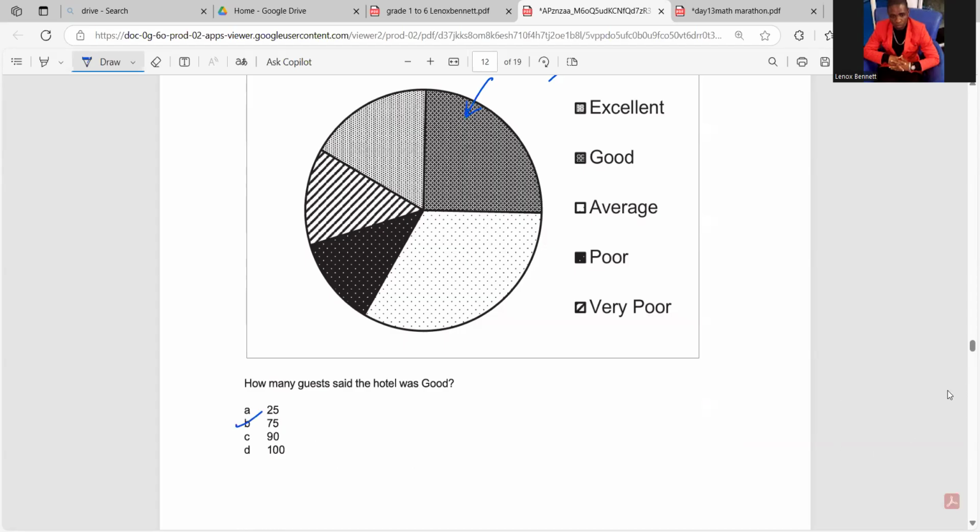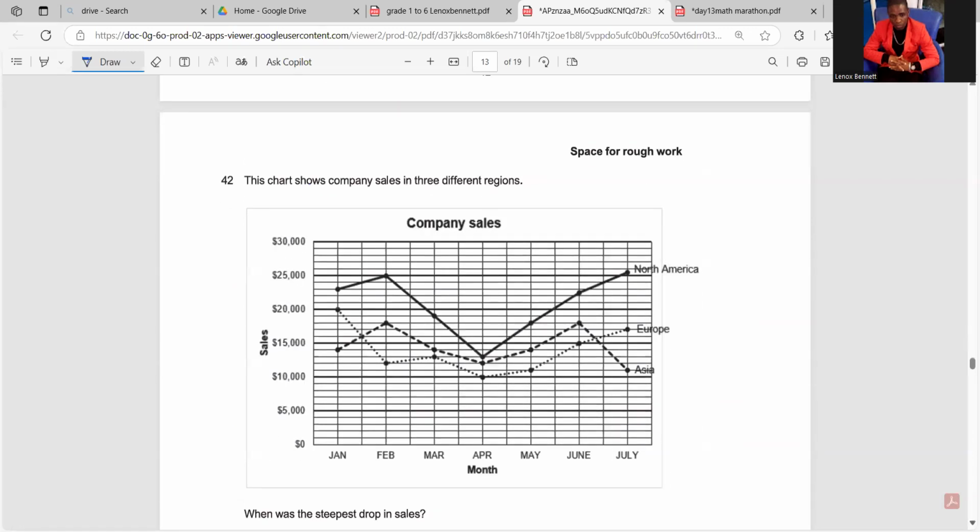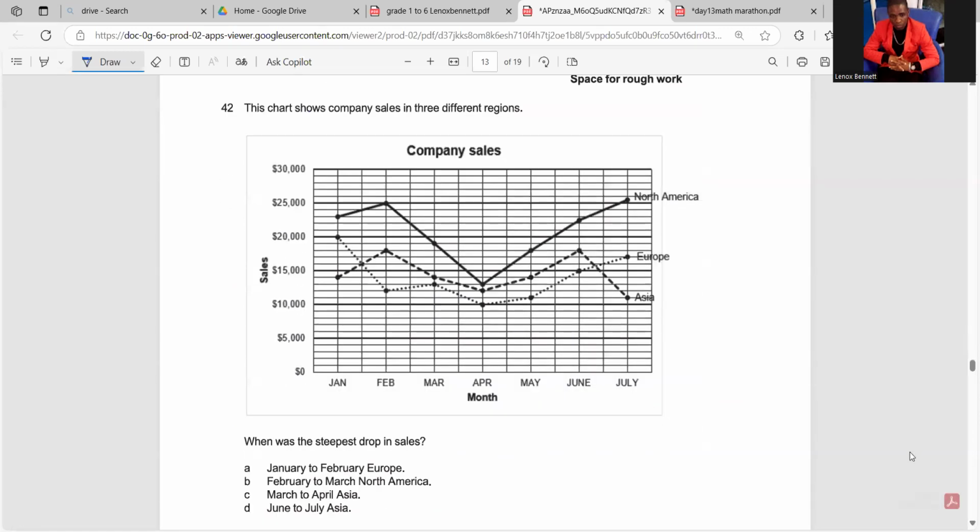All right, on to the real lesson for today. As I said, guys, we had done that yesterday, but it's just good to start from there. The chart shows a company's sales in 3 different regions. When was the steepest drop in sales? If we can figure that out. When was the steepest?